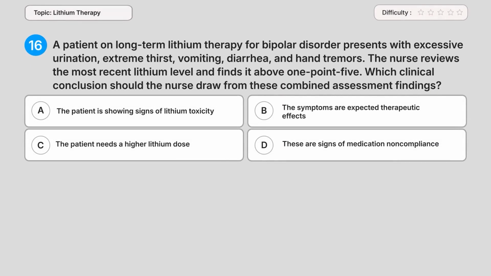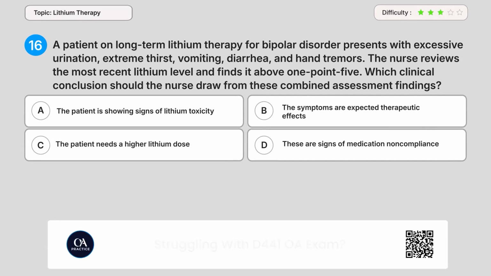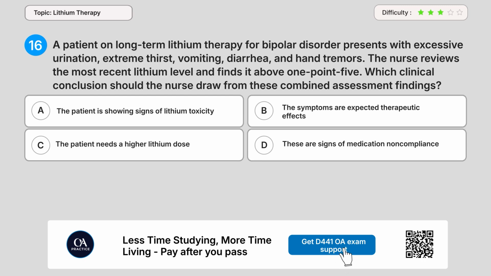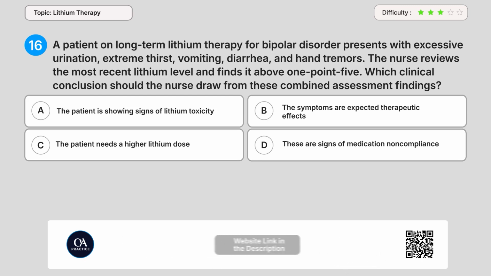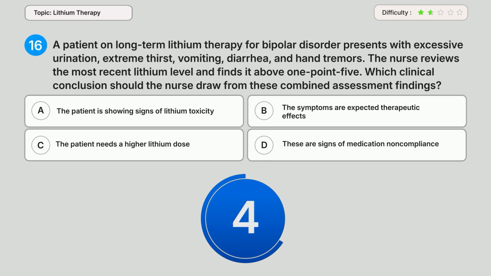16. A patient on long-term lithium therapy for bipolar disorder presents with excessive urination, extreme thirst, vomiting, diarrhea, and hand tremors. The nurse reviews the most recent lithium level and finds it above 1.5. Which clinical conclusion should the nurse draw from these combined assessment findings? A. The patient is showing signs of lithium toxicity. B. The symptoms are expected therapeutic effects. C. The patient needs a higher lithium dose. D. These are signs of the medication non-compliance. Can you guess the answer?